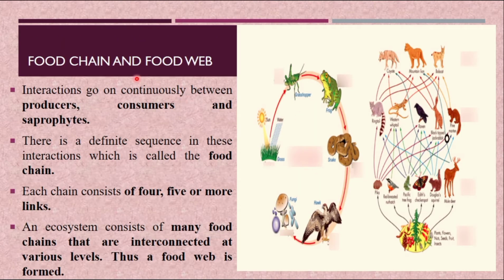Now what is a food chain? The interaction which goes on continuously between the producers.